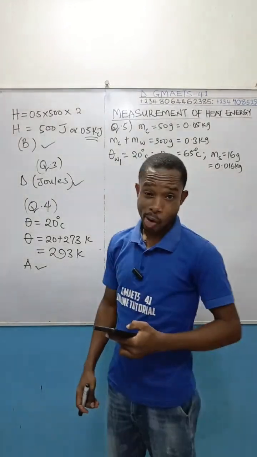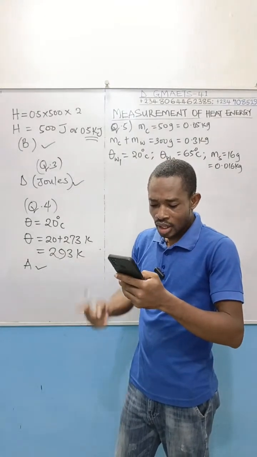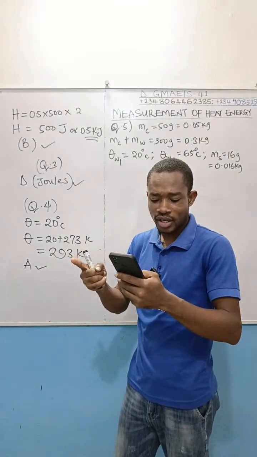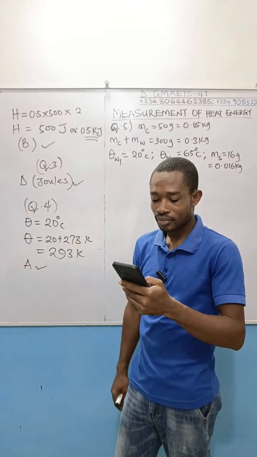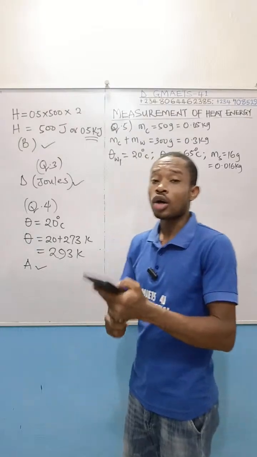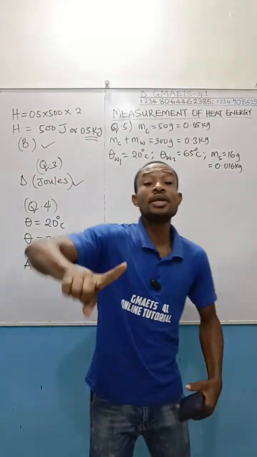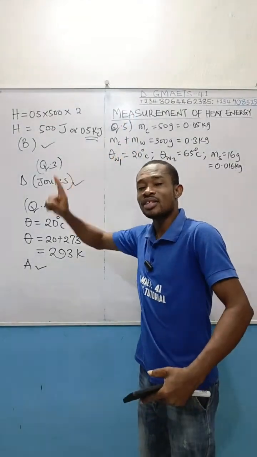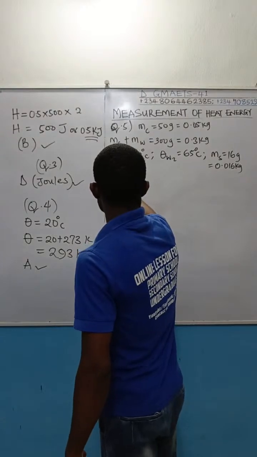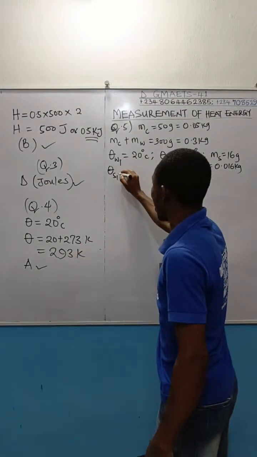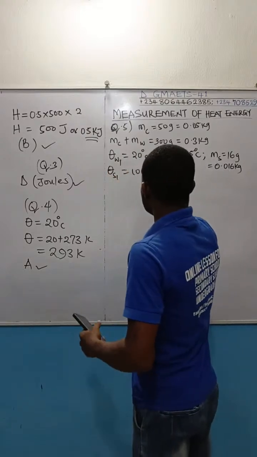The question is still going. See why I ran from writing it on the board. The temperature increased to 65 degrees centigrade after steam of total mass 16 gram was passed. Assuming that the steam was 100 degrees centigrade, that is the initial temperature of the steam, let me use theta S1, initial temperature of steam, 100 degrees centigrade.